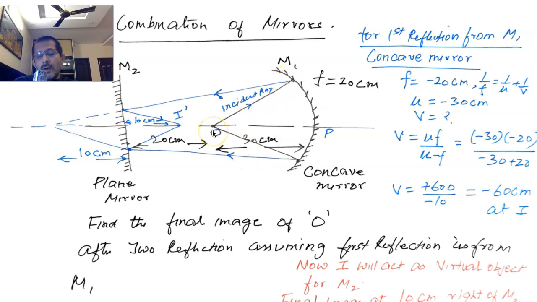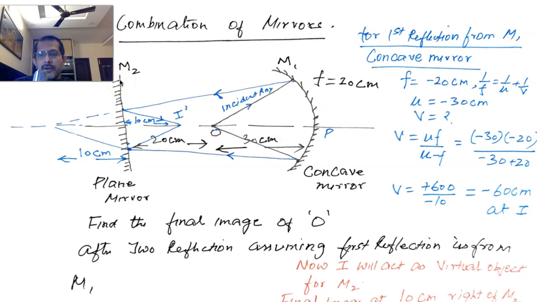So what will happen? Try to understand that. Wherever the first reflection is happening, you will first find the image due to that mirror with respect to the object given. Wherever you get the image of this, that would act as a virtual object for the second mirror.